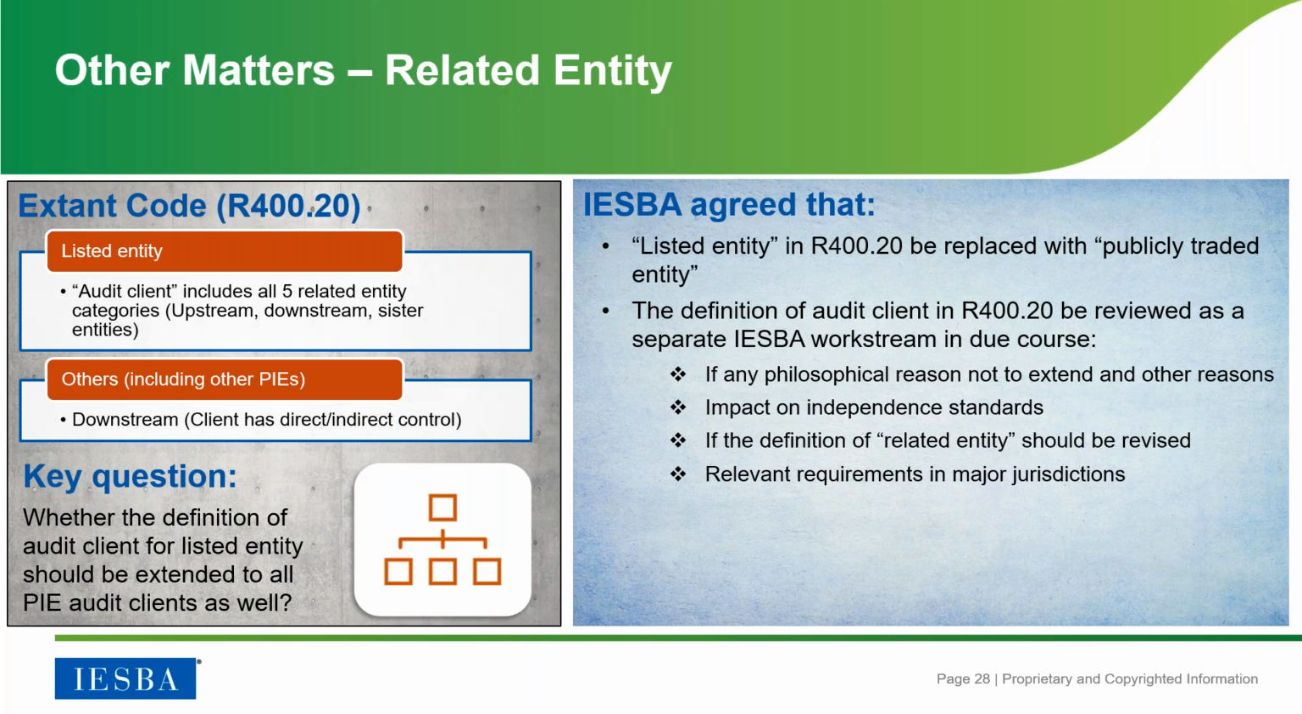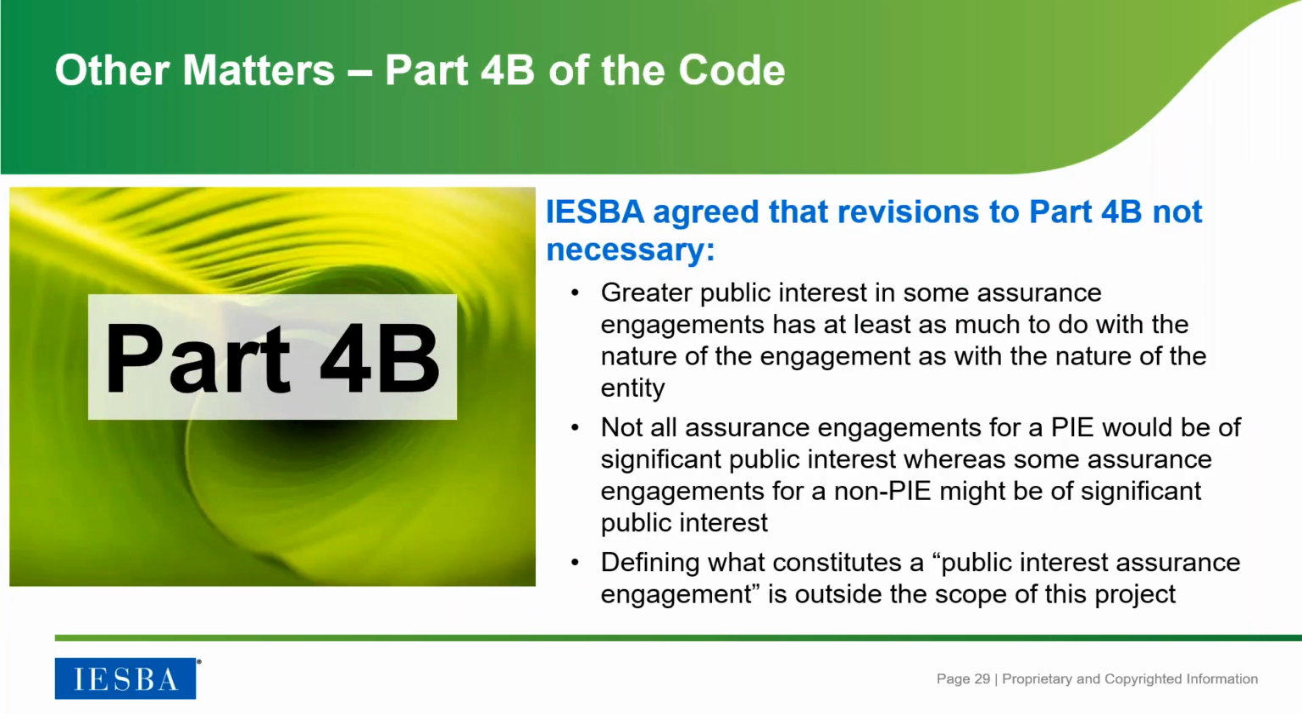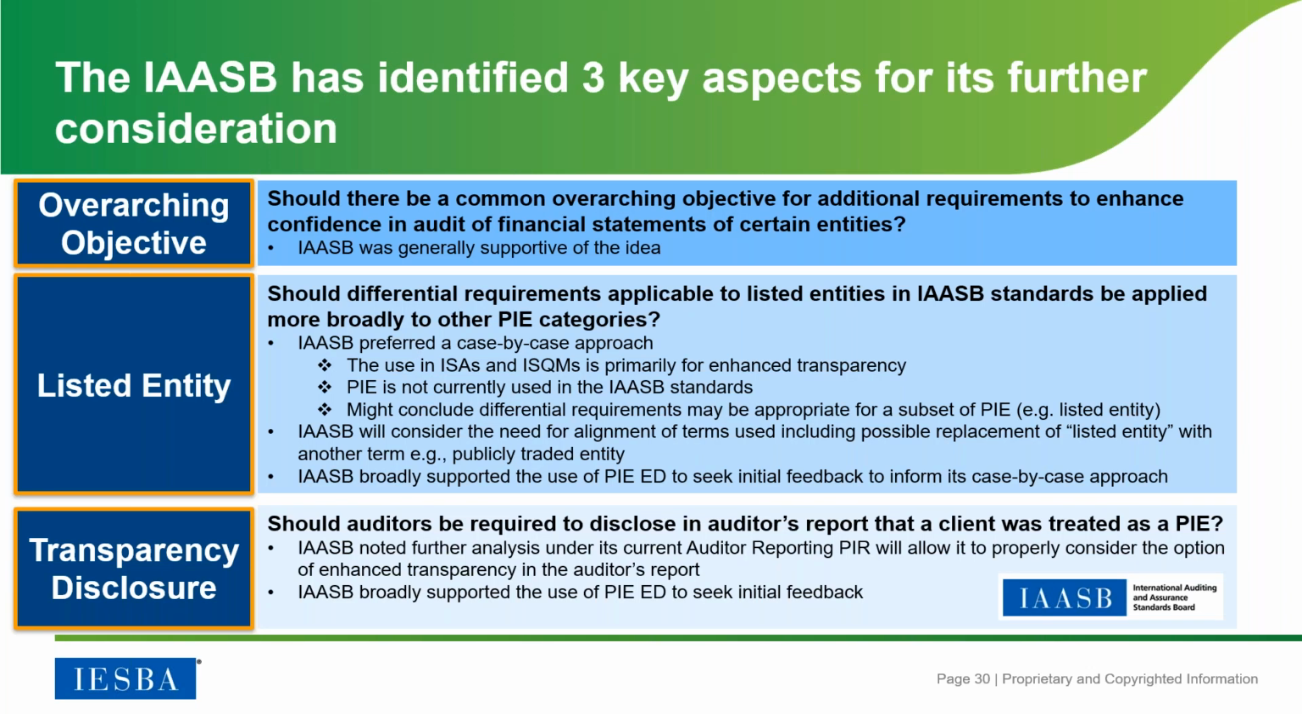The very last bit I just wanted to cover off quickly, next slide, is we did undertake as part of this project to look at Part 4B of the code, but ultimately concluded that we did not need to revise anything in Part 4B, because public interest in assurance engagements has at least as much to do with the nature of the engagement as the nature of the entity, and therefore it was not really within the scope of this project to define what constitutes a public interest assurance engagement. Move on to the next slide, please.